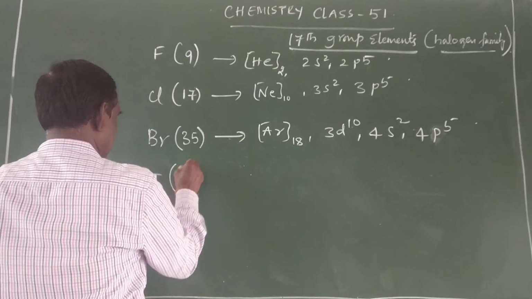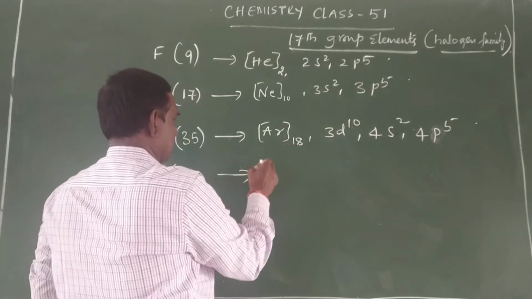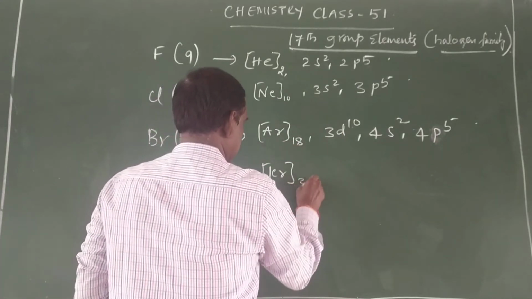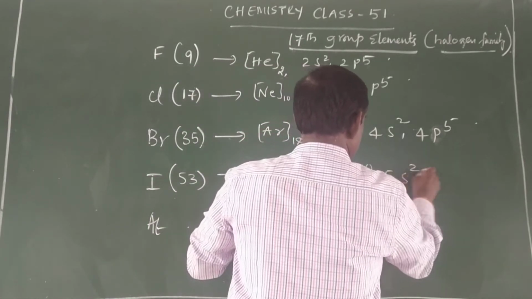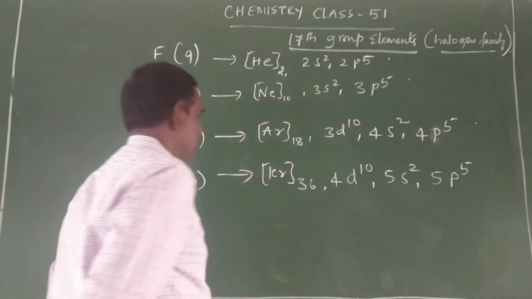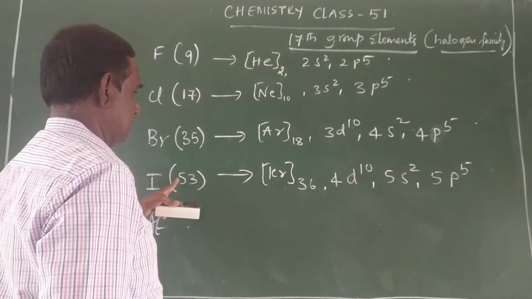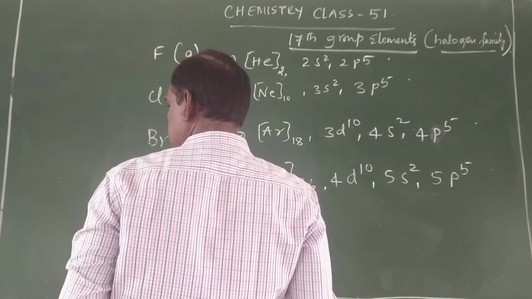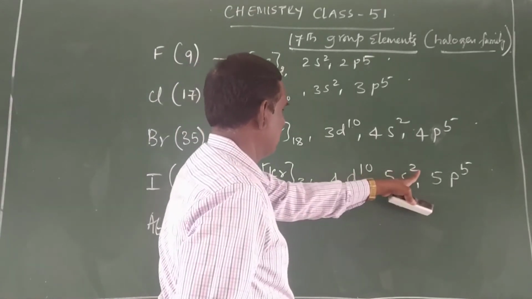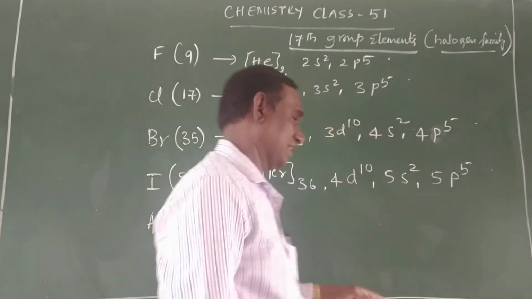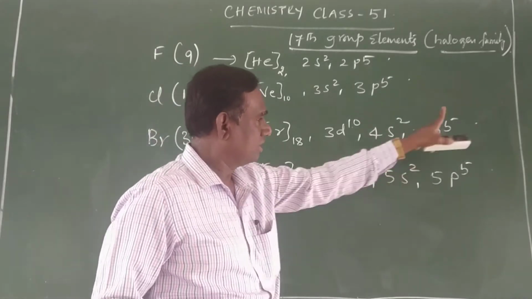Iodine is 53, just the reverse of 35. Take krypton, which is 36, then 4d10 5s2 5p5. 36 plus 10 is 46, plus 2 is 48, plus 5 is 53. It is 53, not 55.